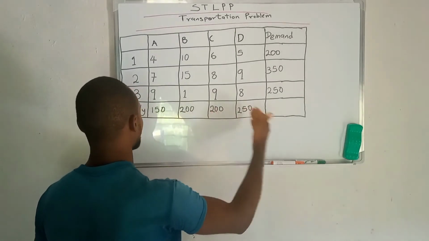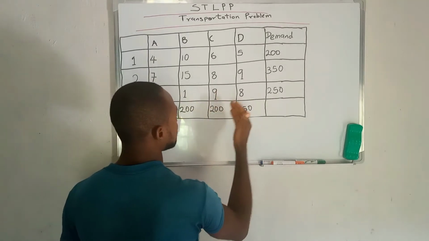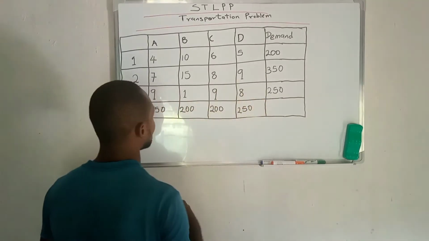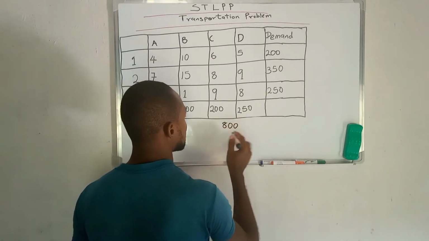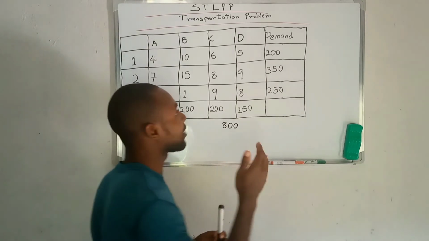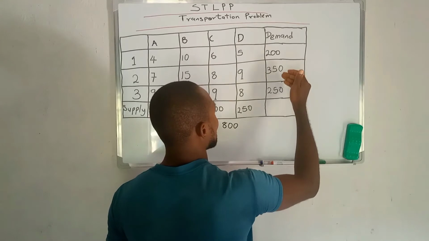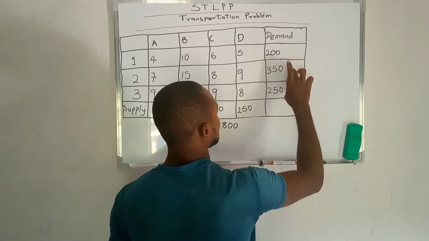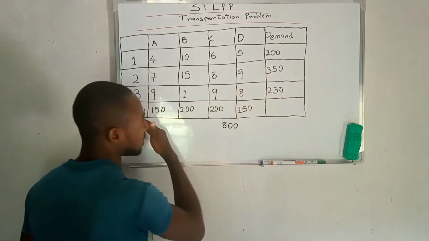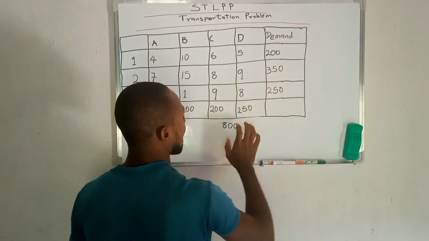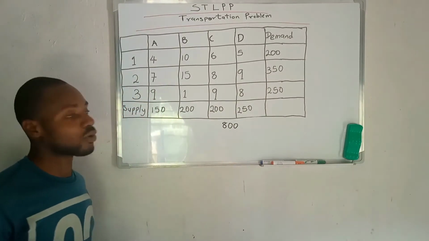So we check the total supply here: 150 plus 200 plus 200 plus 250, and that should be 800. We have 800 goods to supply. And we check the total demand. We have 200, 350, 250, and this is 600 plus 200, which is also 800. So we find out that the supply and the demand are equal. So we start solving the transportation problem.